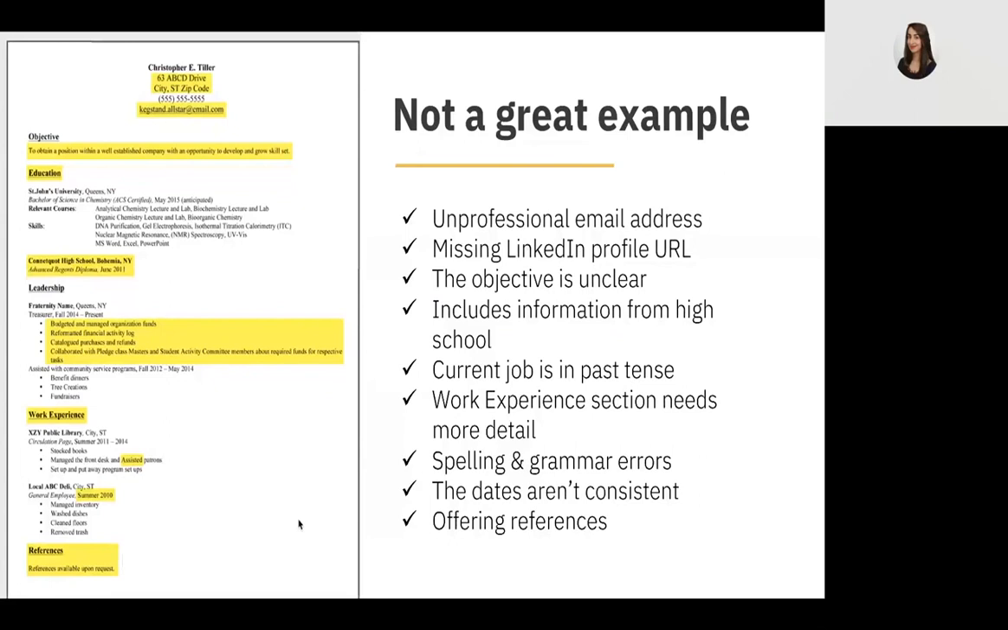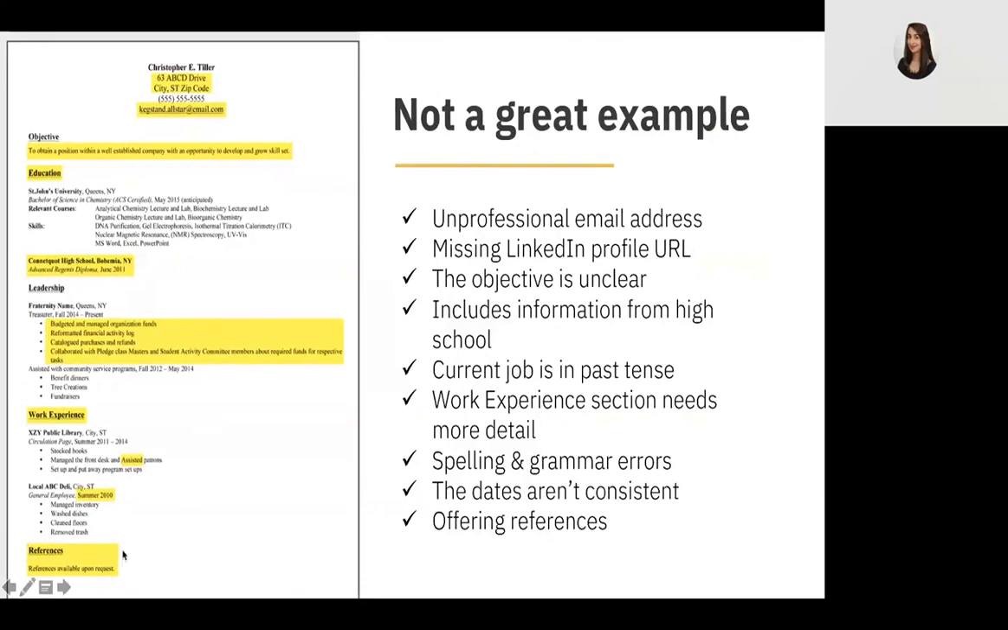The dates are not consistent here. For example, in some places, he's mentioning months like June 2011, and then in other places, he's mentioning summer 2010. So either you mention seasons or you mention particular dates, month and year, or whatever. It's not a hard and fast rule, but you need to be consistent. However you choose to do it, just be consistent.